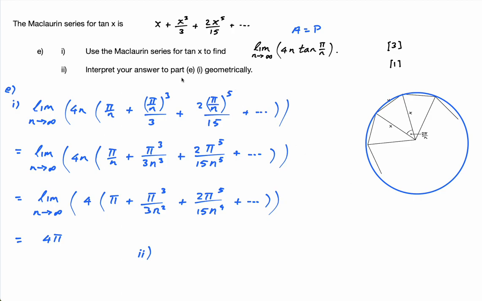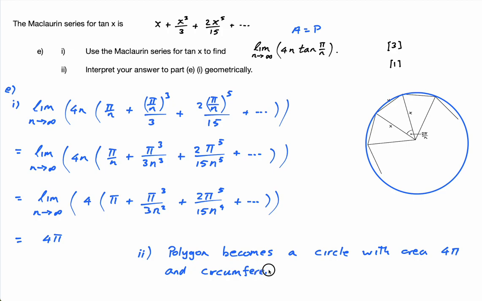So when it says interpret your answer to part E geometrically, we can say the polygon becomes a circle with area, sorry, what am I saying? Area 4 pi, because this is the area. So area 4 pi and circumference 4 pi.